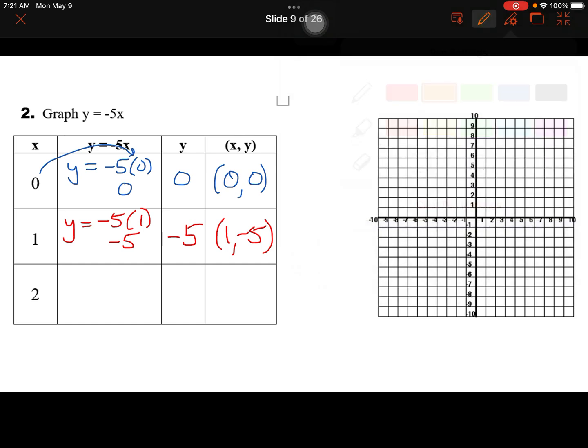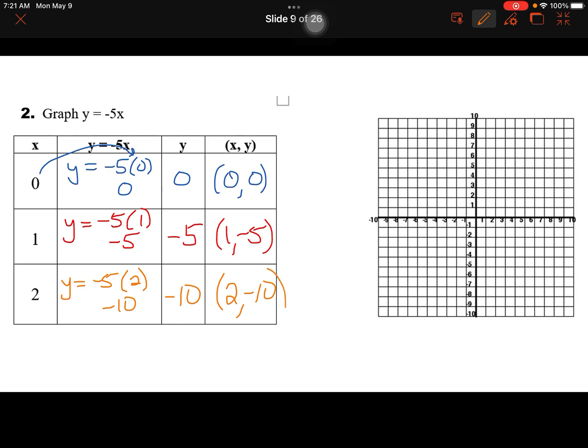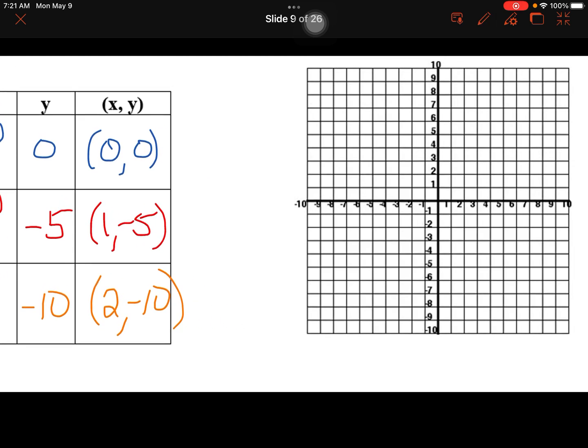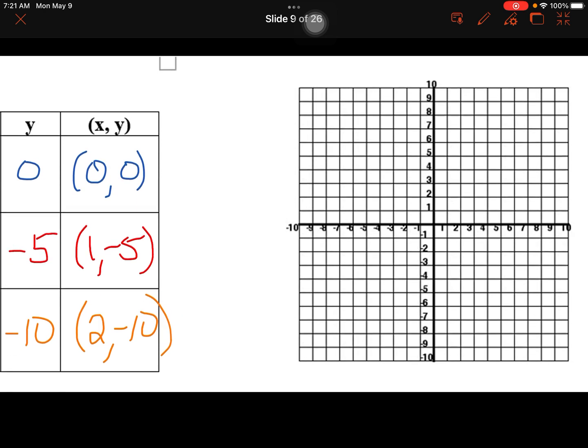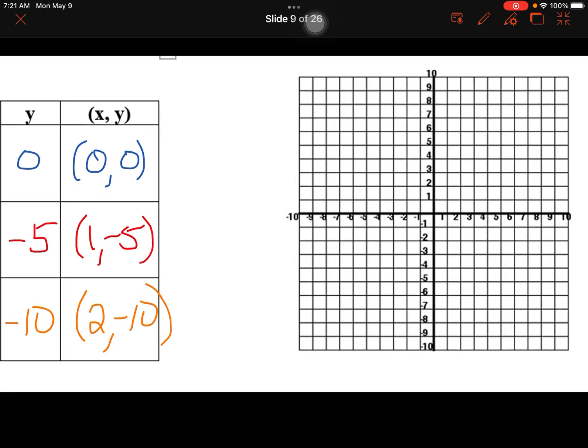And then we're going to go ahead and plug in 2. Y equals -5 times +2. Signs are different, so it's -10. So we get -10, and we get 2, -10. And so once again, we'll zoom in. We're going to plot the ordered pairs, and then we're going to graph it, or draw the line.